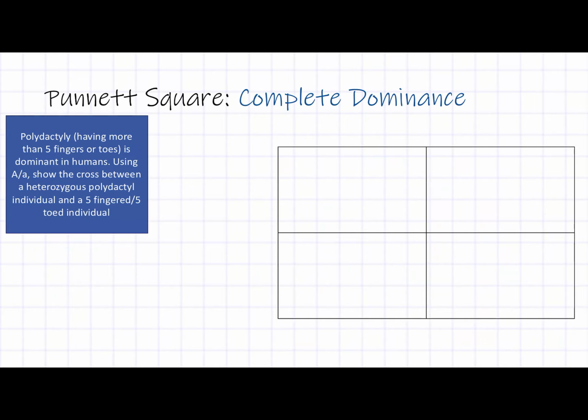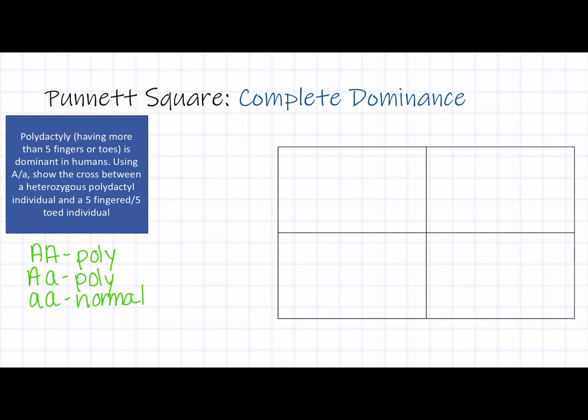Complete the polydactyly example on your own, pause the video, and then come back and check your work. Okay, polydactyly, which is more than 5 fingers or toes, is dominant in humans. So it says use A, so 2 big A's means you have polydactyly. A big A and a little a means you have polydactyly. And having 2 small a's means you have the normal 5 fingers and 5 toes.